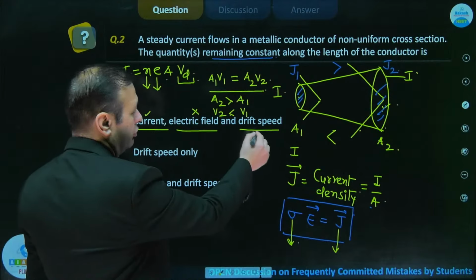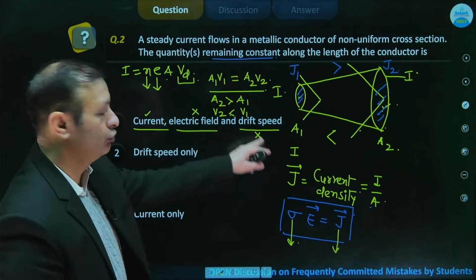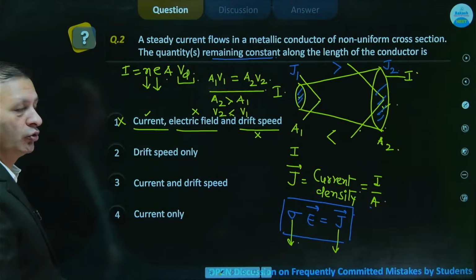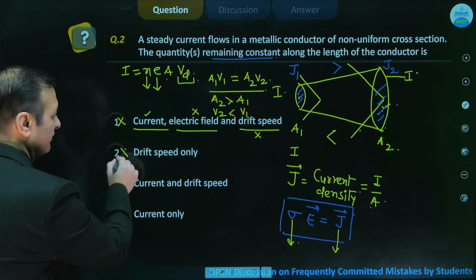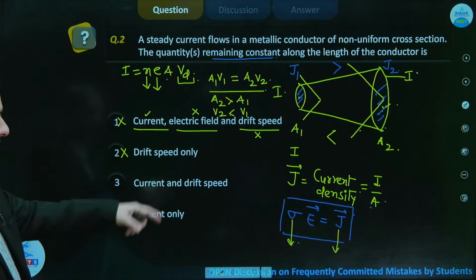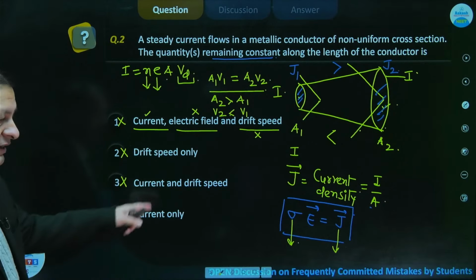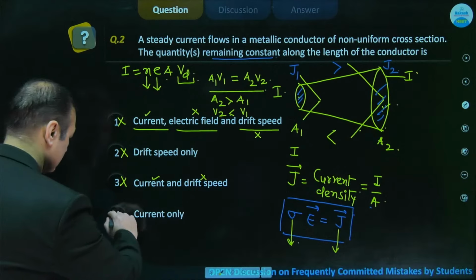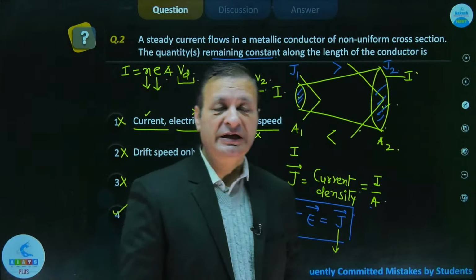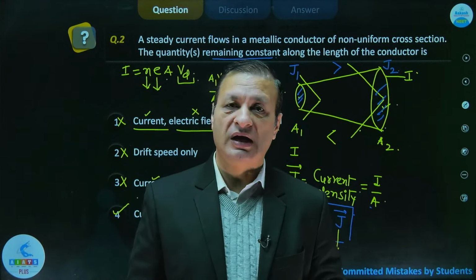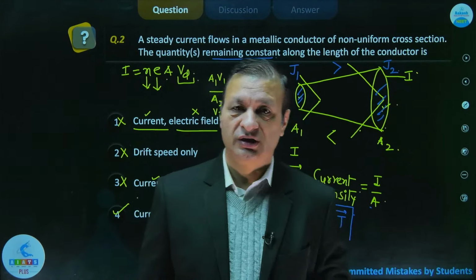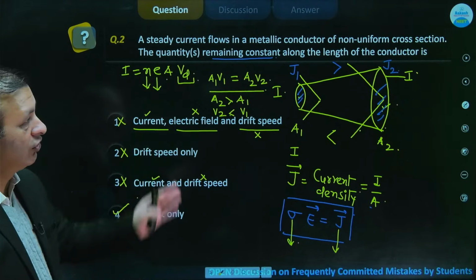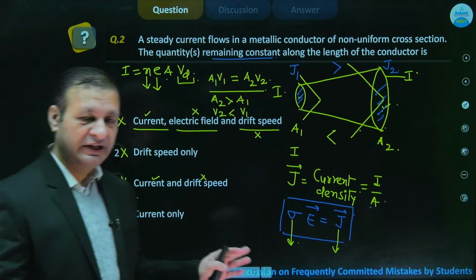So this is also not your correct option. तो ये option पूरी तरह correct नहीं है, इसमें सिर्फ एक part है, so this is not the option. Drift speed only? No, this we have just proved. Current and drift speed? No, क्योंकि current है लेकिन drift speed नहीं है. And current only? Yes. So this is the complete answer and this is best option you have. It is the current only that remains constant all along the length of the conductor of uniform cross section.